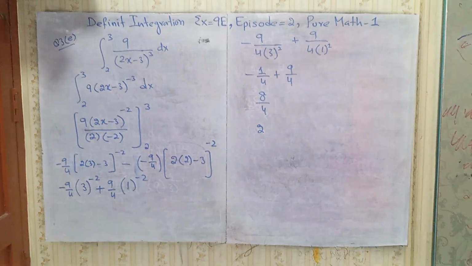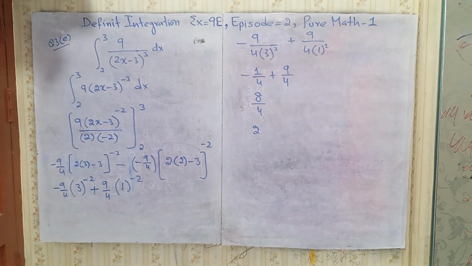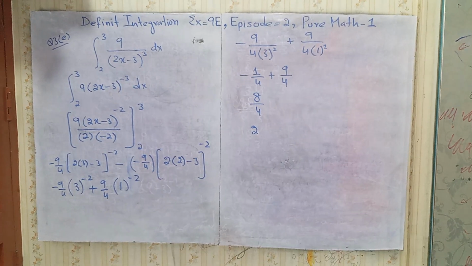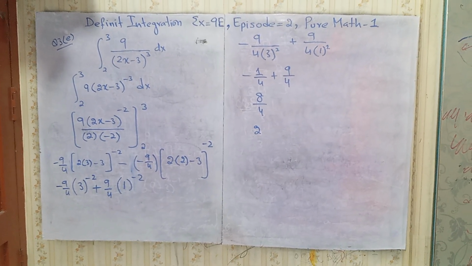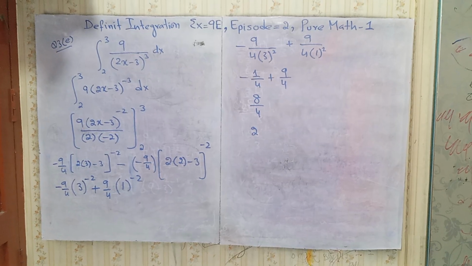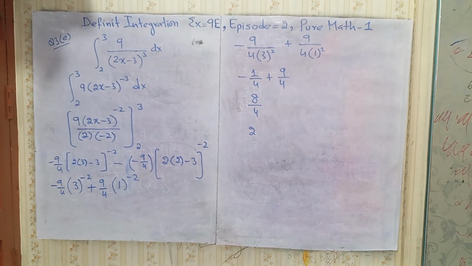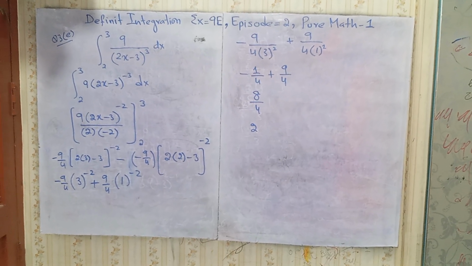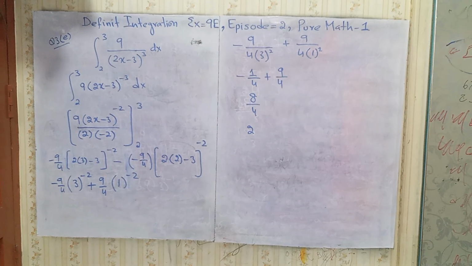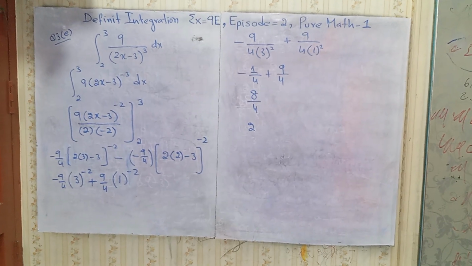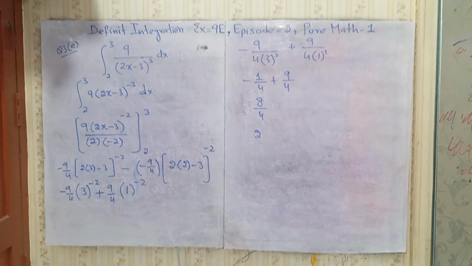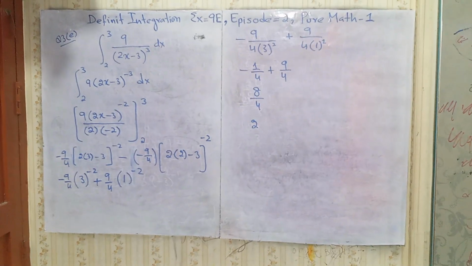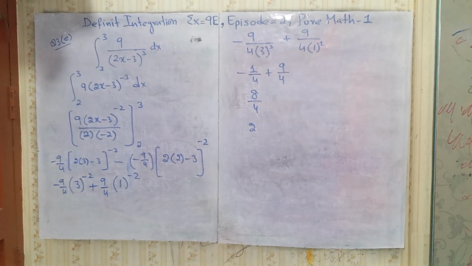So on your screen, the solution of question number 3 and its E part is showing up. What we will do is bring that 2x minus 3 upstairs so that its power will become negative 3. Then we will integrate it. According to the rule, the 9 will remain as it is and the power will be increased by 1. So when you increase minus 3 by 1, the power will become minus 2.